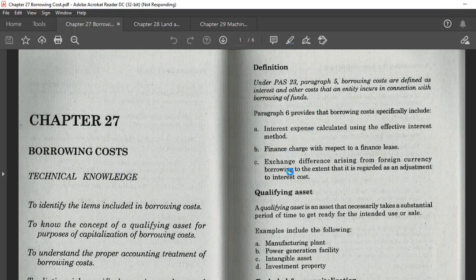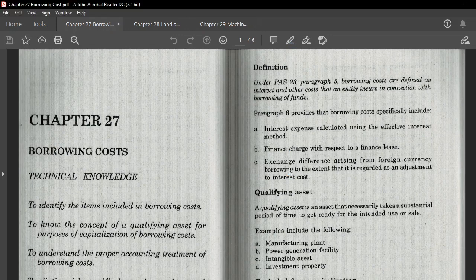Interest expense, we have the finance charge with respect to a finance lease. So, kunwari nag-rent, exchange difference arising from foreign currency borrowing. So, example, ang atong gihiram is a foreign money. Okay? So, naay mga differences in relation to the adjustments or currency adjustments. Okay? So, kanina mga borrowing costs, again, included siya sa costs sa building.